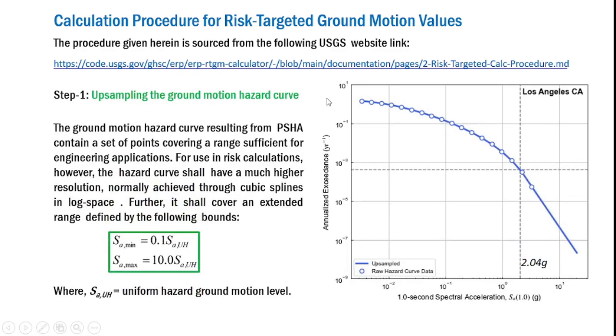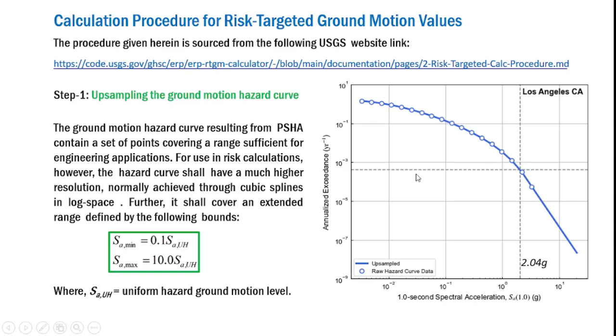The first one is step one, upsampling the ground motion hazard curve. We know that the PSHA provides you a ground motion hazard curve. We cannot straight away use this raw data. We need to do some kind of adjustment. This is what we normally call upsampling ground motion hazard data. For example, as you can see on the right side, I have presented a hazard curve that is prepared for the Los Angeles site. And you can see that the hazard data is plotted in terms of small circles.